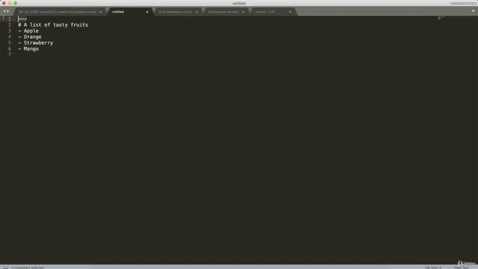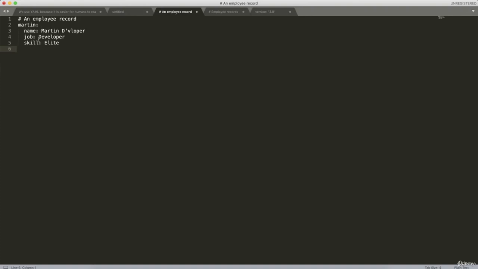So, you can see we start with the 3 dashes like this, 1, 2, 3, and then this is the comment. Okay, well, this is just an arbitrary example. Just follow me for now. All right, now here you can see that we have a list of tasty fruits, which is apple, orange, strawberry, mango. Now you can see that here we have a dash, and between the dash and the apple is a space. The same for orange and strawberry and mango. Okay, now let's see another example, which is this one.